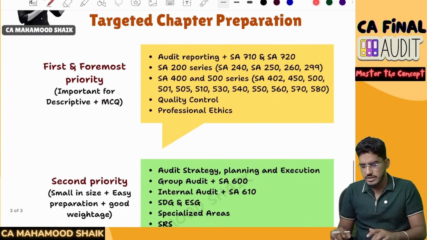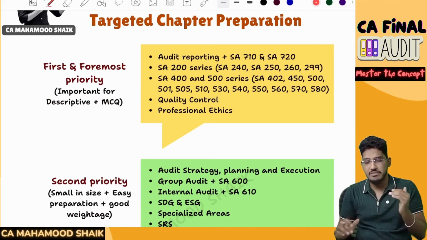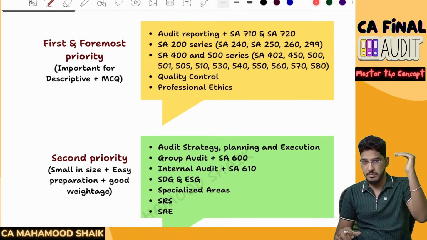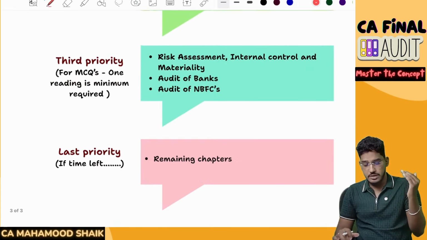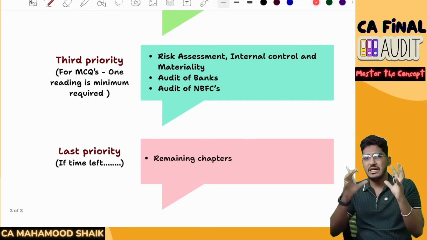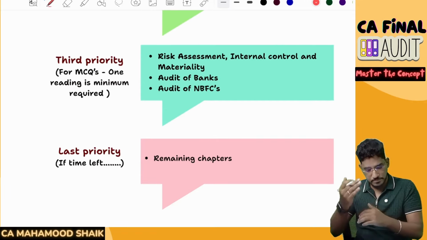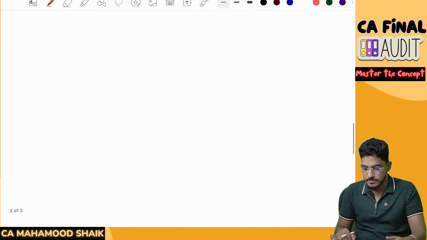See, I have created something like targeted chapter preparation, where I have identified the chapters which are top priority, which you have to compulsorily prepare and give the most importance to. And then I have a second category of chapters, third priority and last priority. Like that, I have divided the entire chapters of the CA final into different categories. I will come to this targeted chapter preparation later.